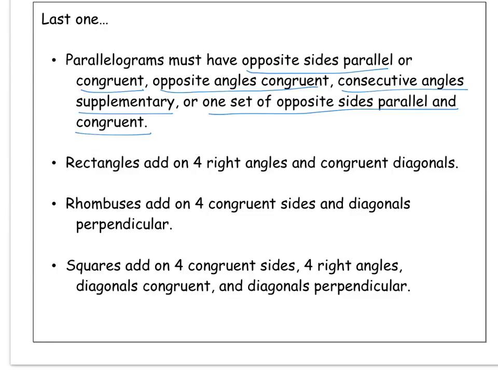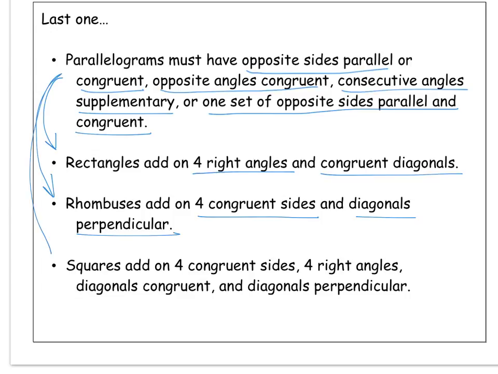Rectangles, we have all of these characteristics plus 4 right angles and congruent diagonals. A rhombus, all of these characteristics go to the rectangle, they also go to the rhombus, plus 4 congruent sides and the diagonals are perpendicular. And then the square is all of those parallelogram characteristics plus the rectangle characteristics and the rhombus characteristics. Okay, so just a kind of refresher of what those different shapes include.